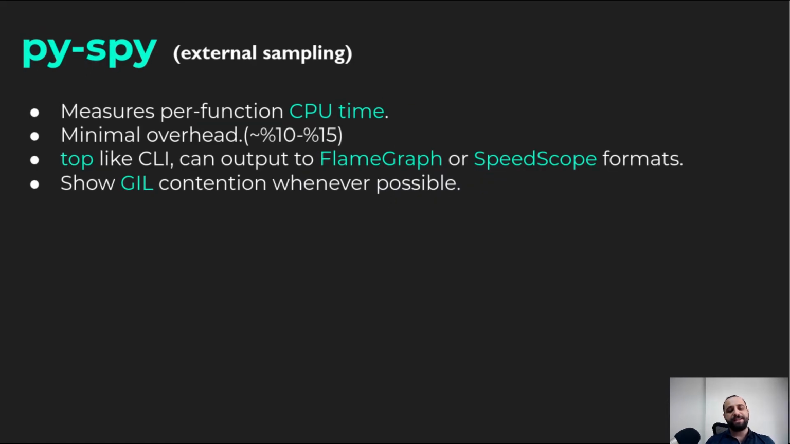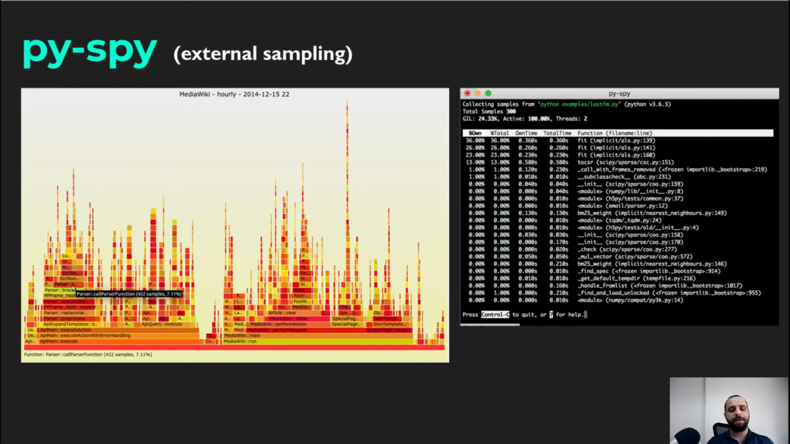py-spy is a sampling profiler and it has a top-like CLI. It measures per function CPU time. You can output as flame graph or speedscope formats. And it can also show GIL contention if possible when there is a multi-threaded application.